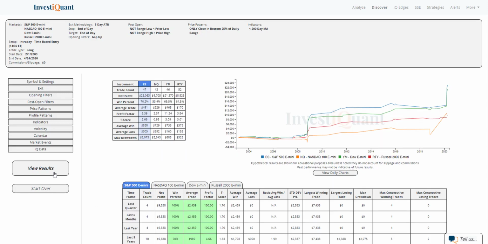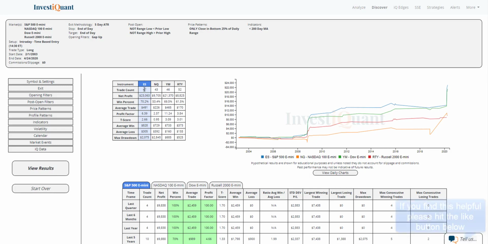And this pattern is only applicable this afternoon for the ES. It will not be applicable for the NASDAQ, which did take out the prior day low, as did the YM. The Russell is within prior day range, so it looks like actually it would be applicable for the Russell as well. So now we've got the results.